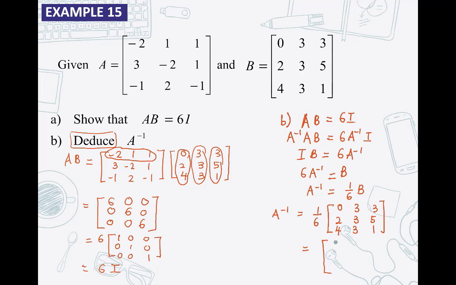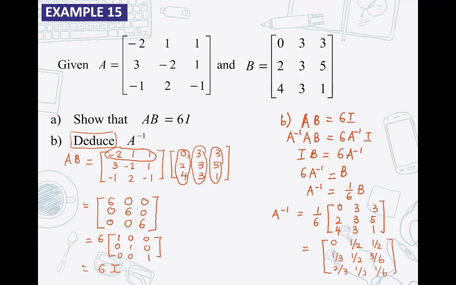So 1 over 6 times 0 will give us 0. 1 over 6 times 3 will be giving us 1 over 2. And 1 over 6 times 3 will be giving us 1 over 2. 1 over 6 times 2 will be giving us 1 over 3, 1 over 2, 5 over 6. Now the last row is going to be 4 over 6 is 2 over 3, 1 over 2 and 1 over 6. Okay, students, so this is A inverse. Okay, this is the meaning of deduce.